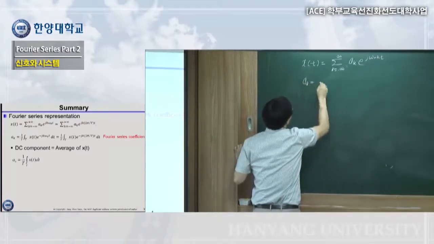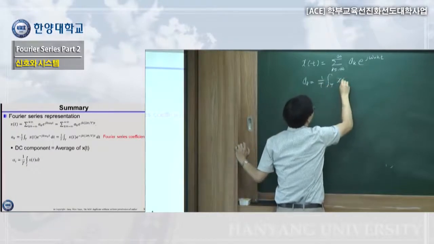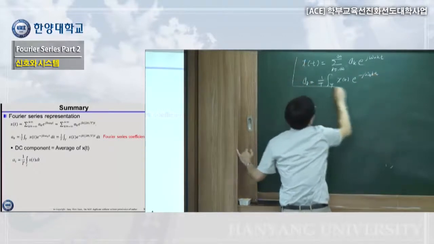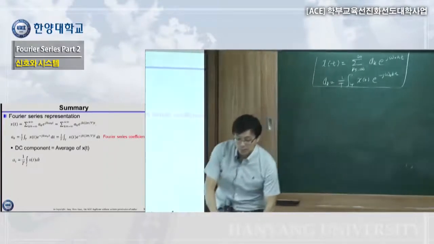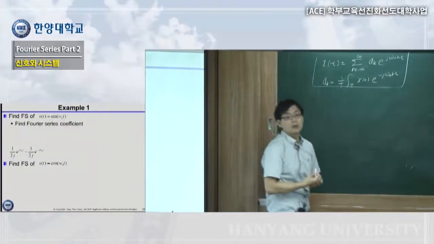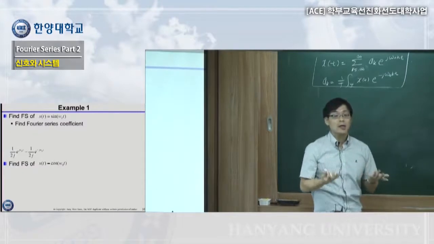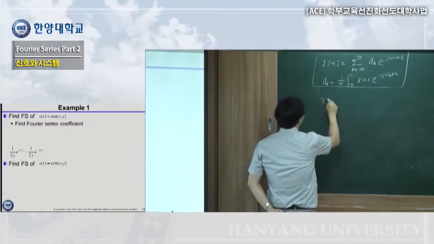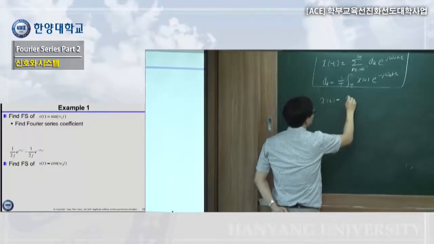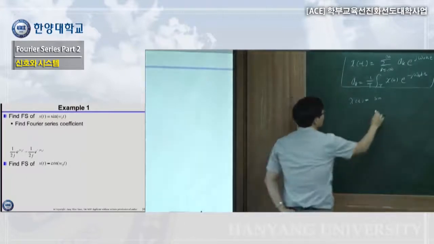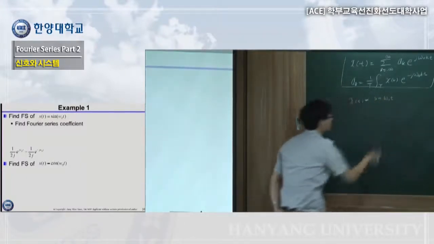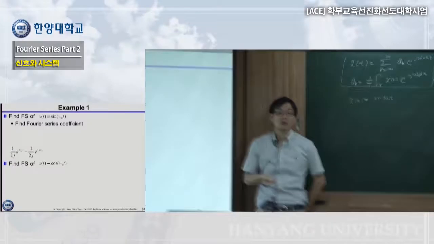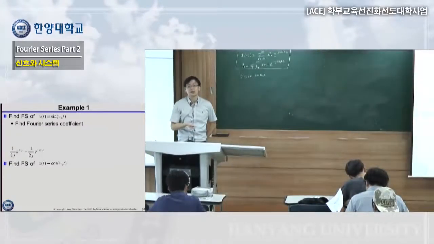So let's put them in here. And let's bring up some example. First example. Assuming that, so this is our equation we will use for forever from now. Assuming that we have x(t) equals sine t, or sine omega 0 t. Assuming that this is our input, the question is, find the Fourier series of this.